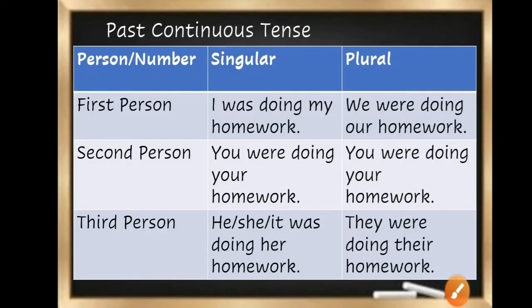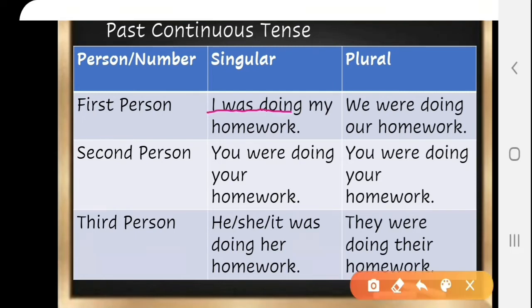Let's see the same in tabular form. I was doing my homework. We were doing our homework. You were doing your homework. You were doing your homework. He, she, it was doing her homework. They were doing their homework. You have to see the different auxiliaries used with the main verb.